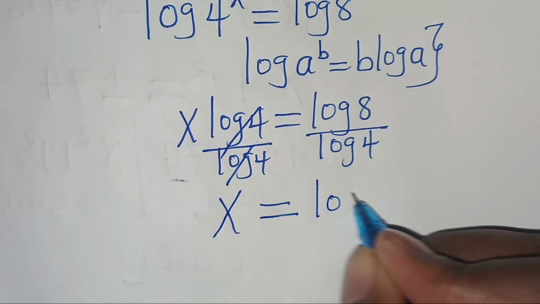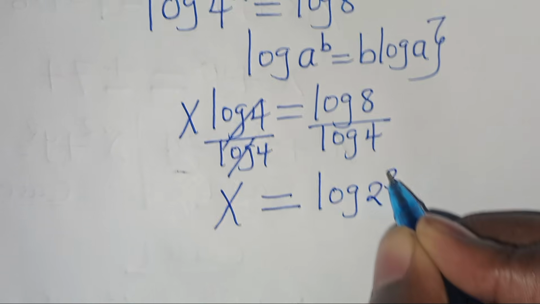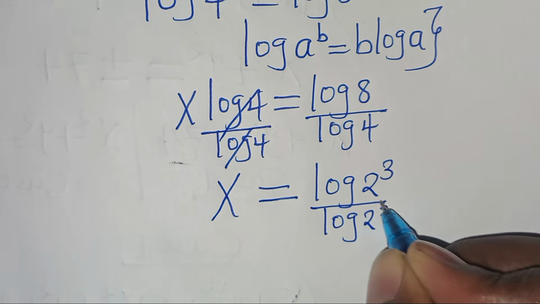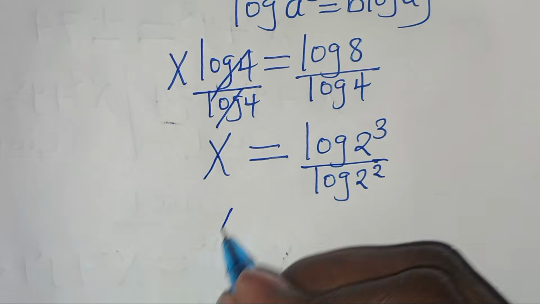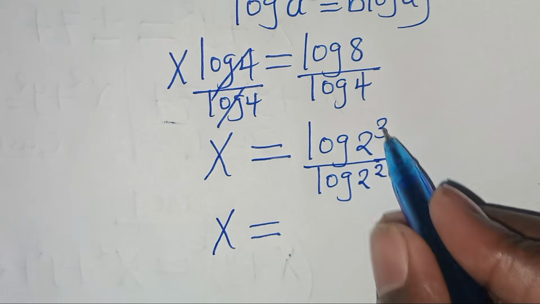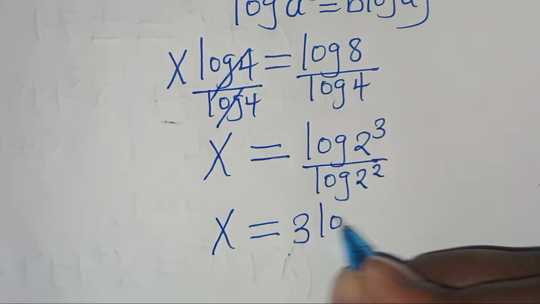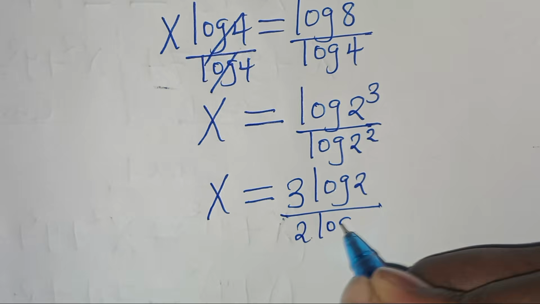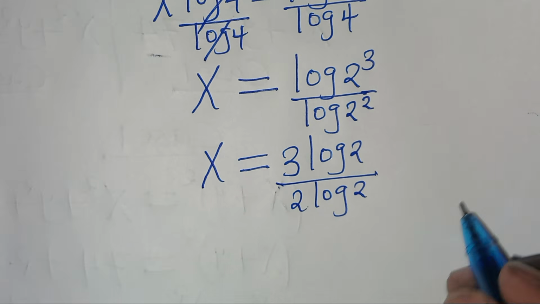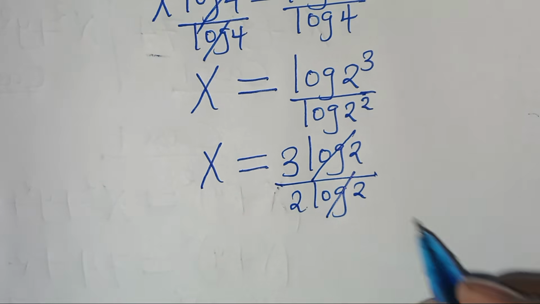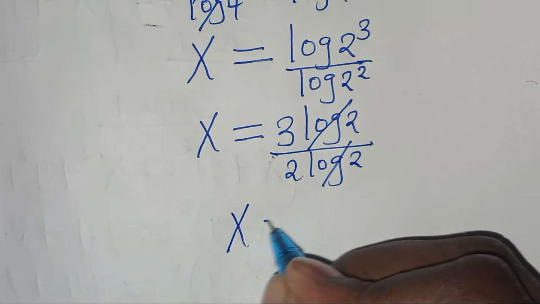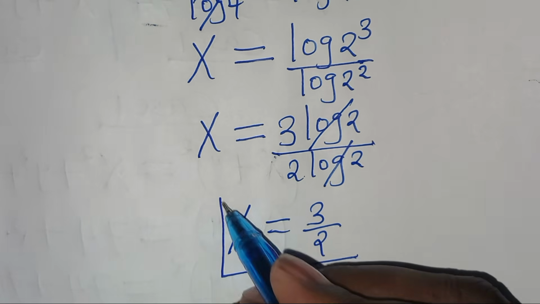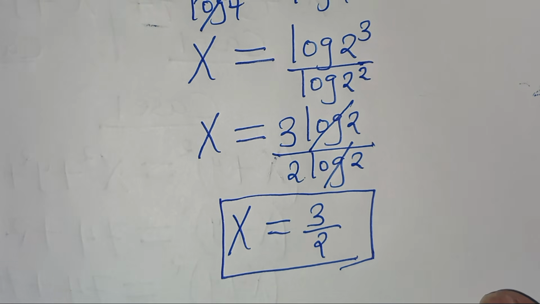So x is equal to log 8, which is the same thing as log 2 to the power of 3 divided by log 2 to the power of 2. So that now x is equal to log 2 to the power of 3, which is 3 log 2, divided by 2 log 2. So this means that you can simplify here, and therefore we have x equal to 3 over 2. So this is the value of x by applying method 2.